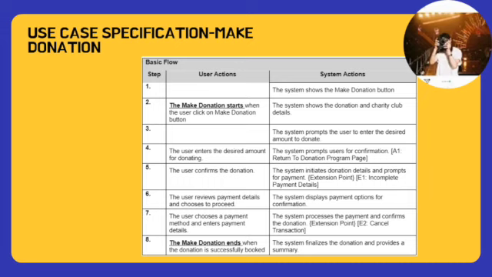The system will display payment options for confirmation. And then for step 7, we have the user choose a payment method and enter payment details. And then the system will process the payment and confirm the donation. There's another extension point, extension 2, which is cancel transaction. And then we have the last step, which is make donation end. When the donation is successfully booked, the system will finalize the donation and provide a summary for the user.